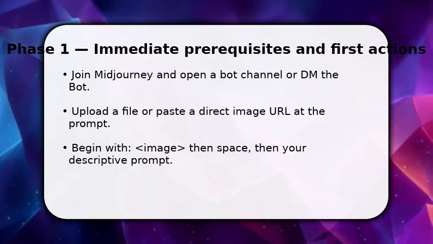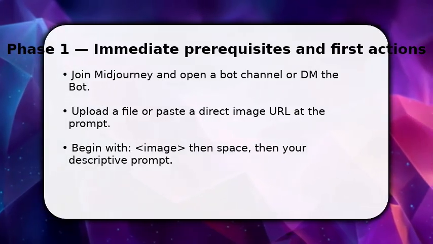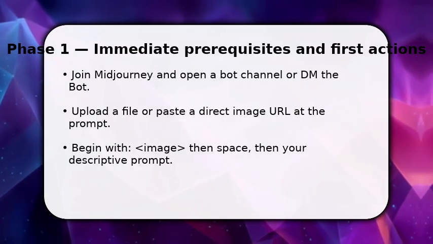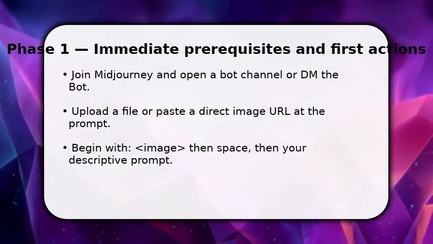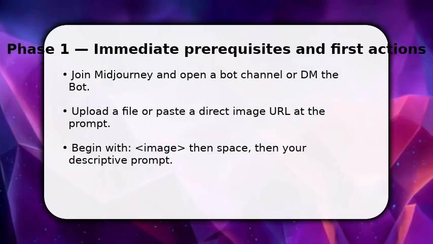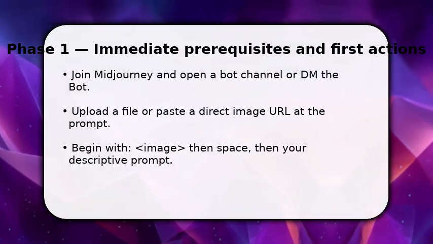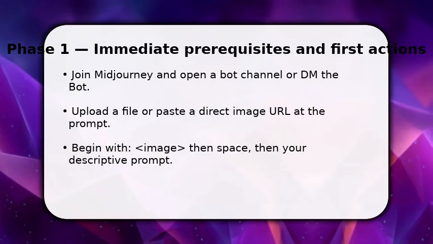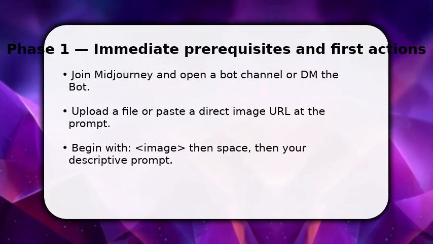You begin by providing the image itself. This is the only way we'll anchor the result. Upload or paste a direct image URL into Midjourney, then immediately type a space and your descriptive prompt. Use clear nouns and a few modifiers so the model knows what to keep versus change. Once done, append basic params like --r 16:9, or --seed 42 to control composition and randomness.